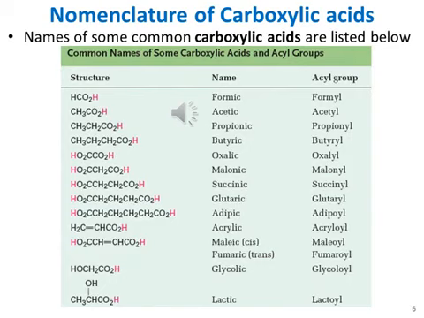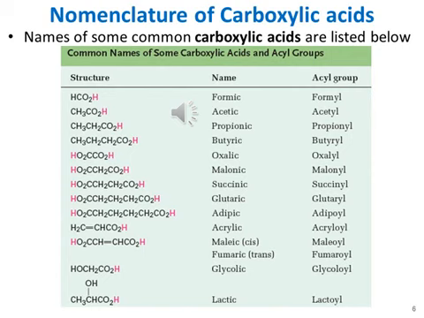The purpose of this slide is to introduce you to the names of some of the common carboxylic acids. When a carboxylic acid loses a proton, or the hydrogen atom that is attached to the carboxylic functional group, then the remaining group is called the carboxylate group, and we may also call it the acyl group. So here on this slide I have shown you the structure and the name of the acyl group of some of the common carboxylic acids.